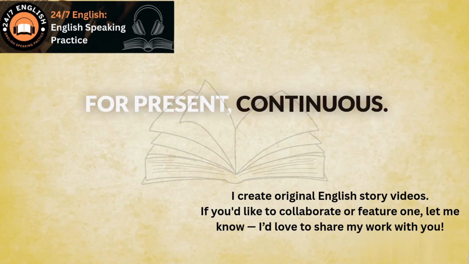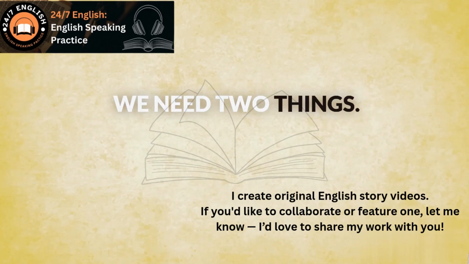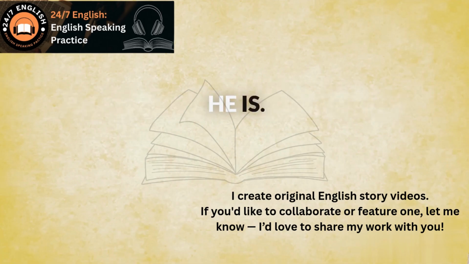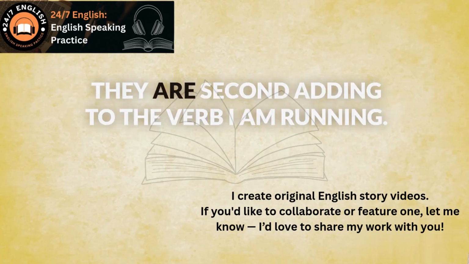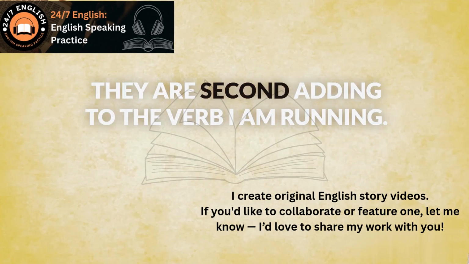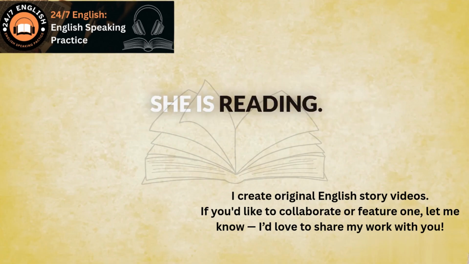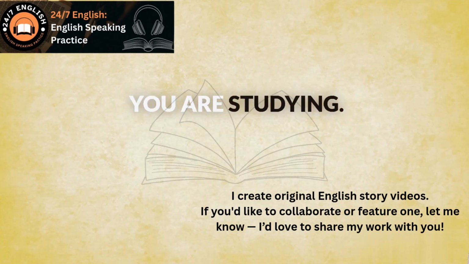For present continuous, we need two things. First, use the verb to be. I am, you are, he is, we are, they are. Second, add -ing to the verb. I am running. She is reading. They are playing. You are studying.